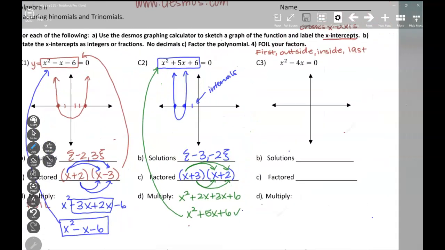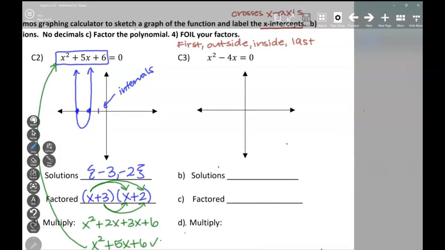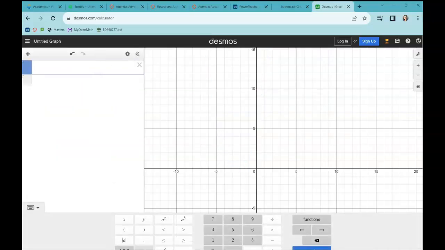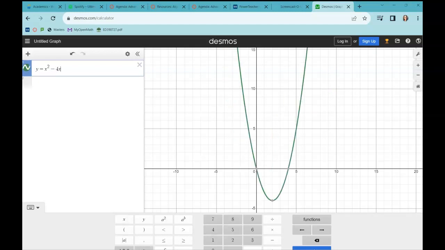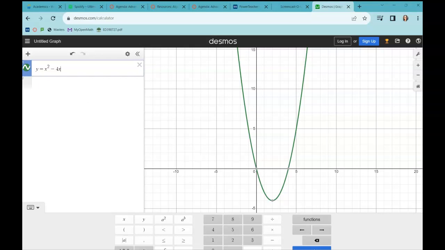Okay, I'm going to do a couple more. Let's go ahead and look at example 3, which is x squared minus 4x. We're going to take that and plug that into our Desmos calculator. y equals x squared minus 4x. Correct? Let's double check it. Yep, x squared minus 4x.